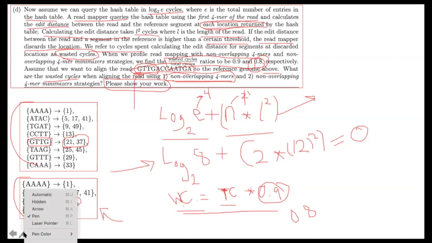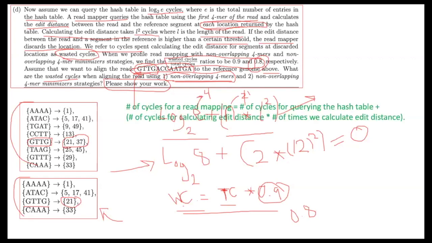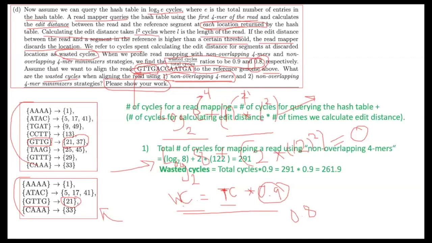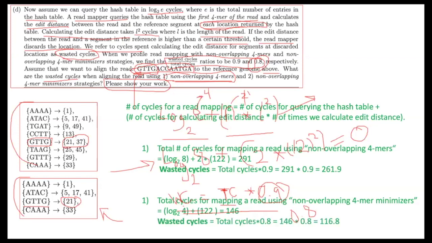Yeah, so now let's see the answer maybe. So this is the answer for the first part, where the wasted number of cycles is 261.9. And for the second method, it is 116.8. Now you can see that using the minimizer method, we have fewer wasted cycles.